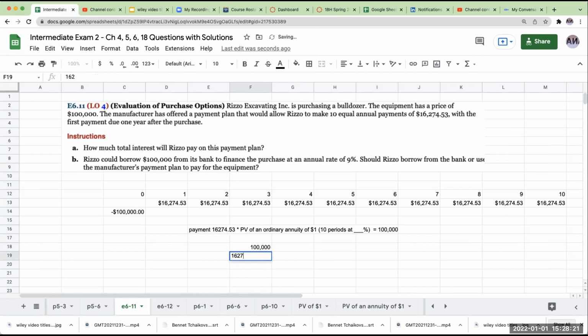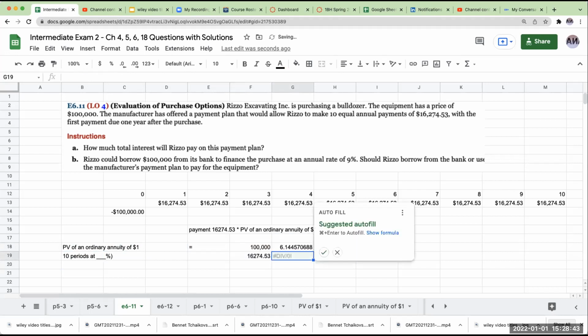To isolate this, we're going to take the amount of the 100,000 and divide it by 16,274.53. This is going to give us the present value of an ordinary annuity of $1, 10 periods at blank percent. So if I take 100,000 divided by 16,274.53, I get 6.144570688. What do I do now?